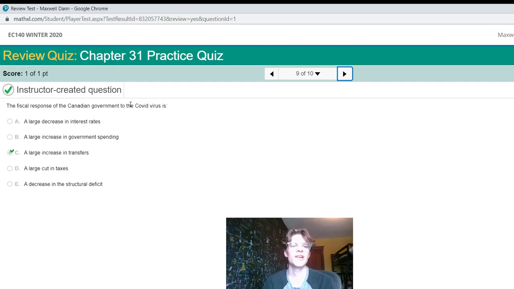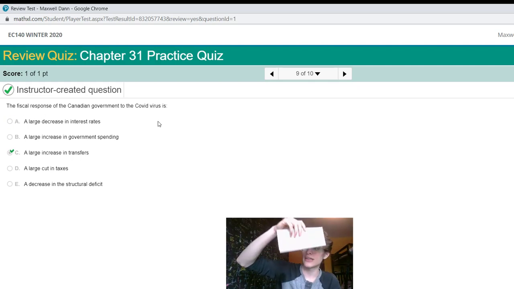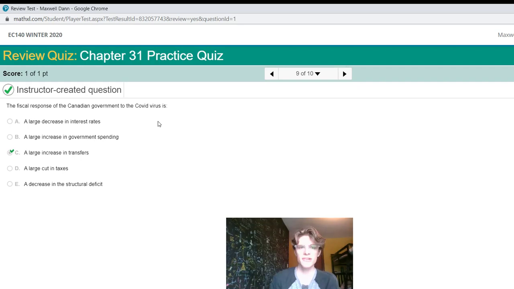I think we're going to see a lot of these questions on the exam, just because it's kind of the only thing that you can talk about related to this chapter in a David Johnson-esque way. So what has the government done? I actually got one in the mail the other day. They're giving us all checks, a large increase in transfers. That's what the government's been doing. That's how they've been combating it.